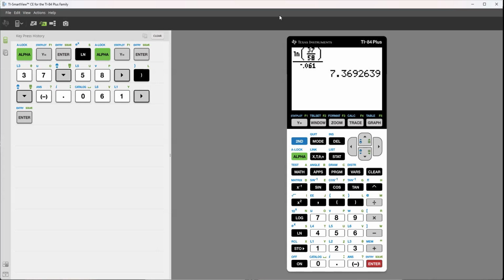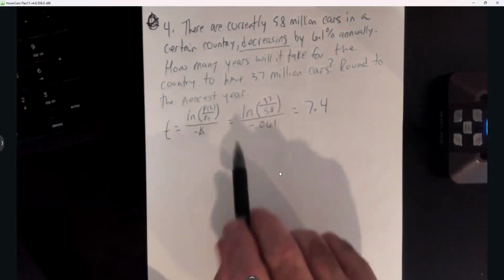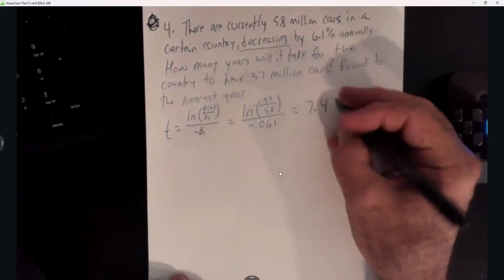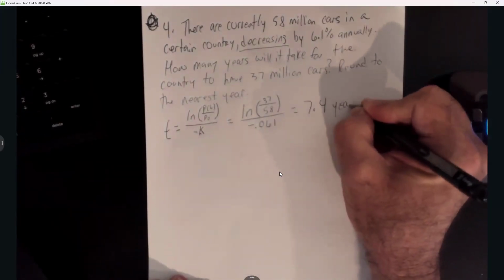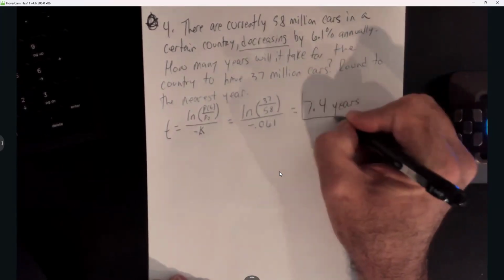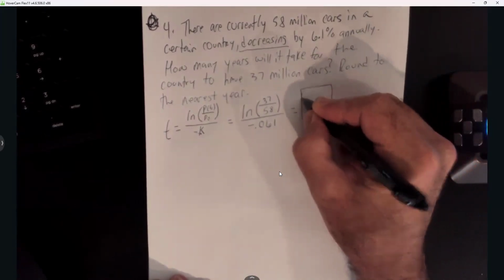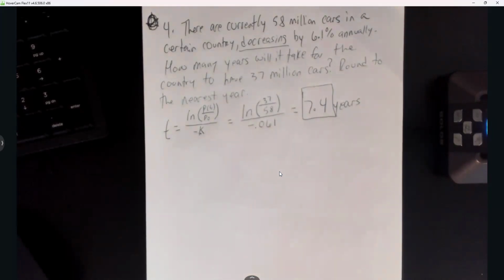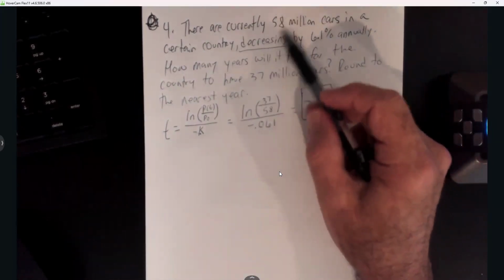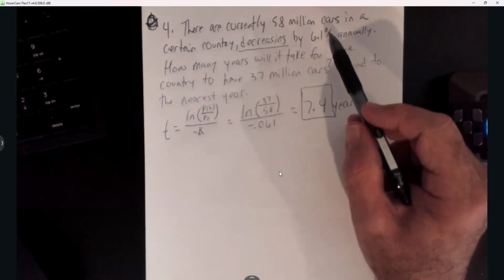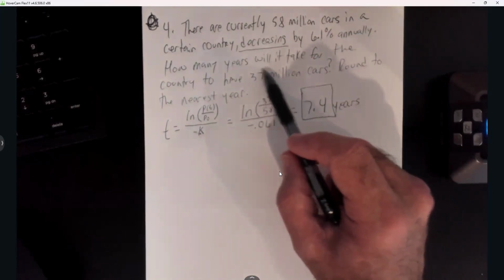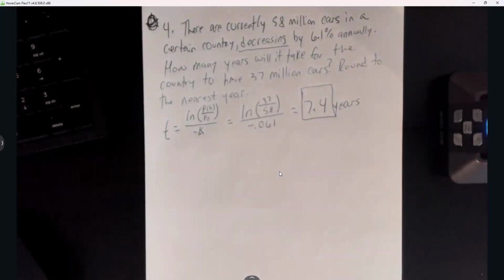Alrighty, y'all, so we would go back and we would put in a 7.4. MyMathLab will have the years. Okay, so 7.4 years for them to go from 58 million down to 37 million, okay?